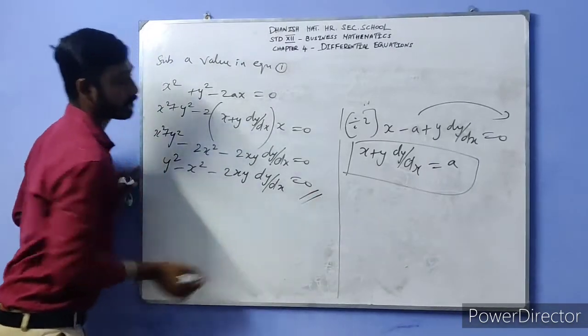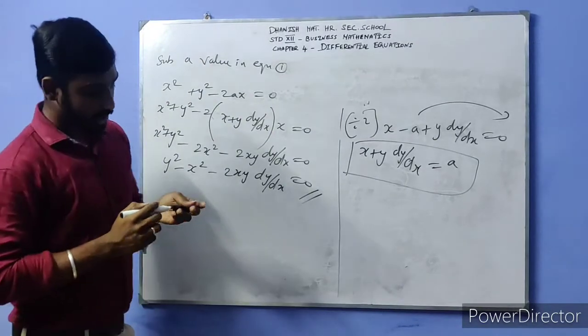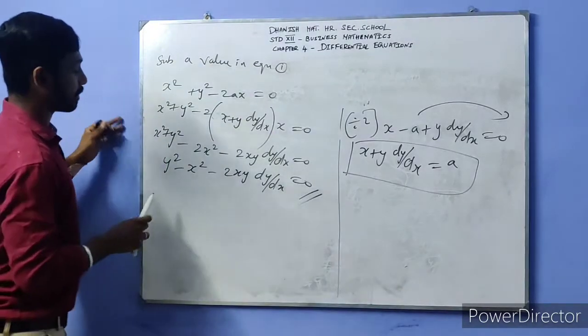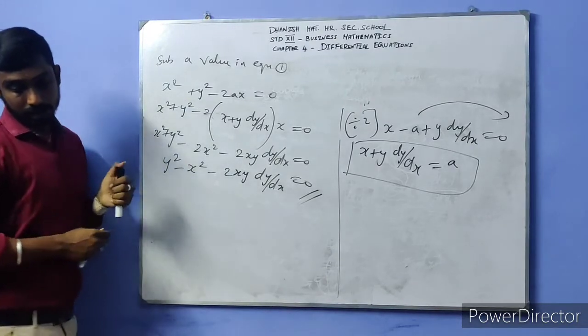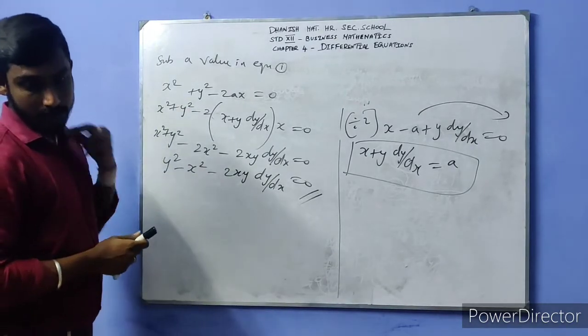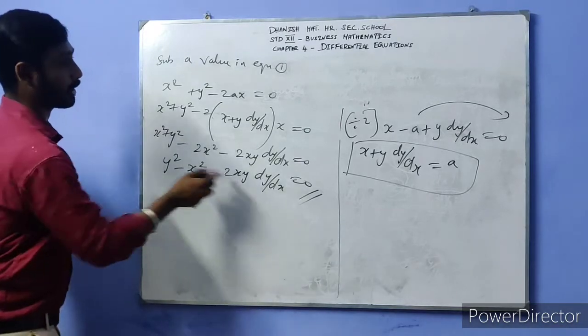This is the answer. What is our question asking here? Find the differential equation. This is the differential equation of all circles passing through the origin and having their centers on the y-axis.